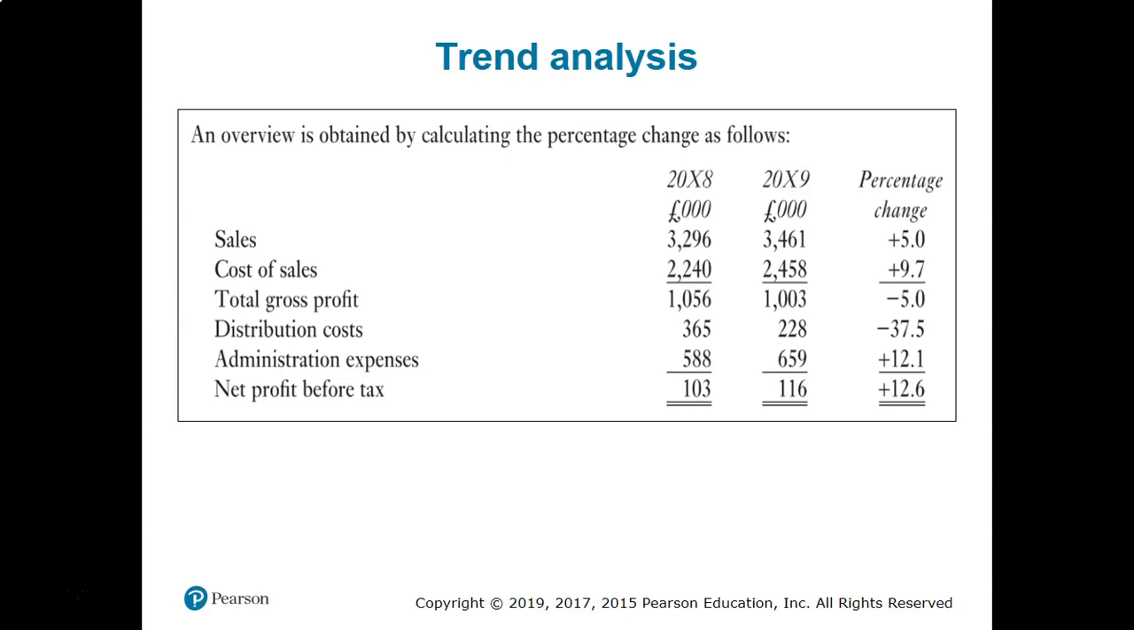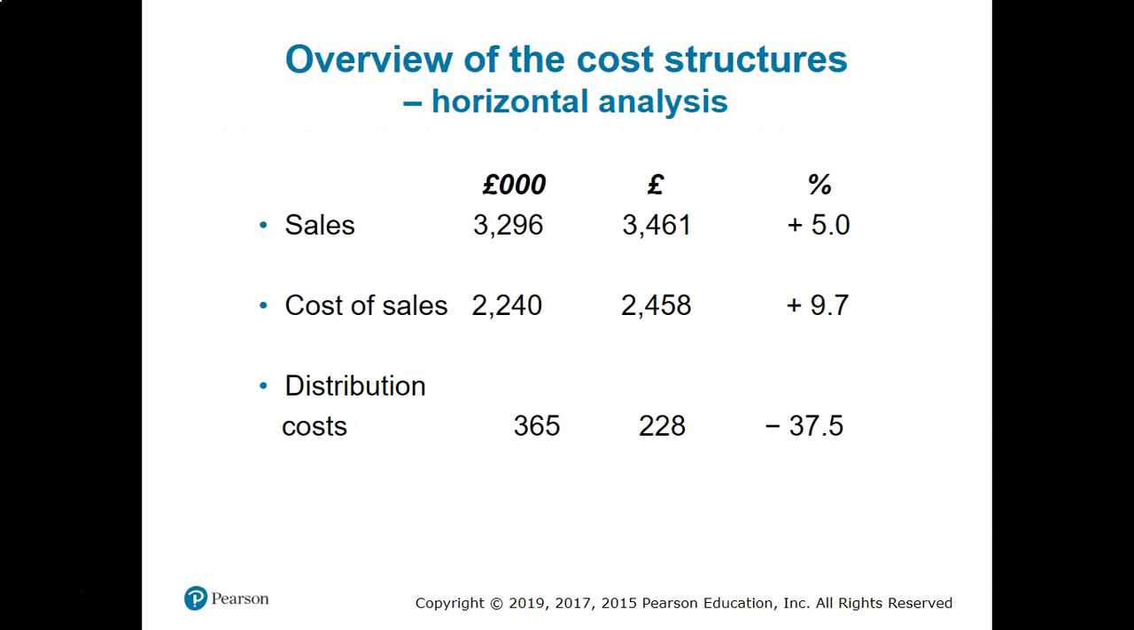Based on this kind of horizontal analysis, comparing between the years, we can see the trend of changes of the figures. What is the trend? How does it change? For example, we can see gross profit decreased 5%, and distribution cost decreased 37.5%. So this is how we can see how the organization is going forward, if we compare one year to the other.